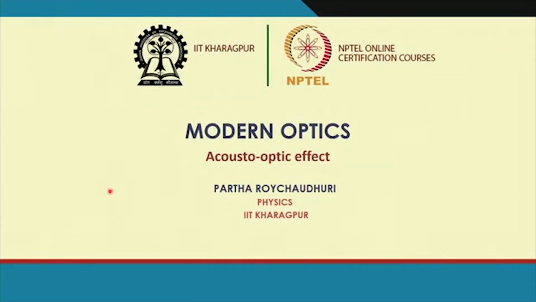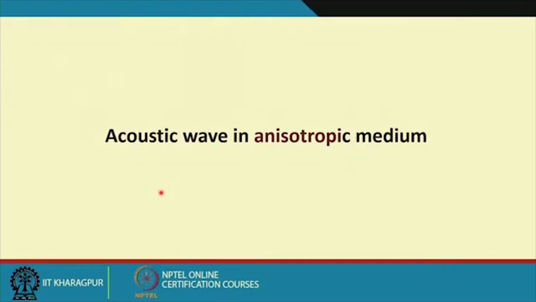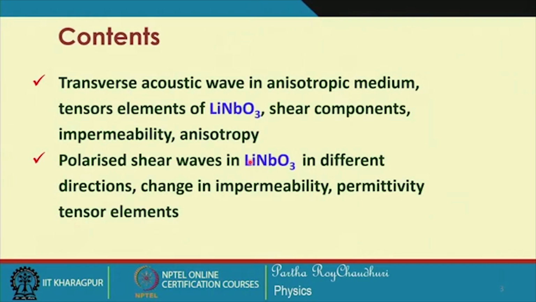We were discussing the propagation of acoustic waves in various media, and we started our discussion last time with propagation in an isotropic medium. We considered longitudinal acoustic waves and transverse acoustic waves and analyzed the induced birefringence. And now, we will consider the propagation of acoustic waves in an anisotropic medium. We will consider the specific example of the lithium niobate crystal.